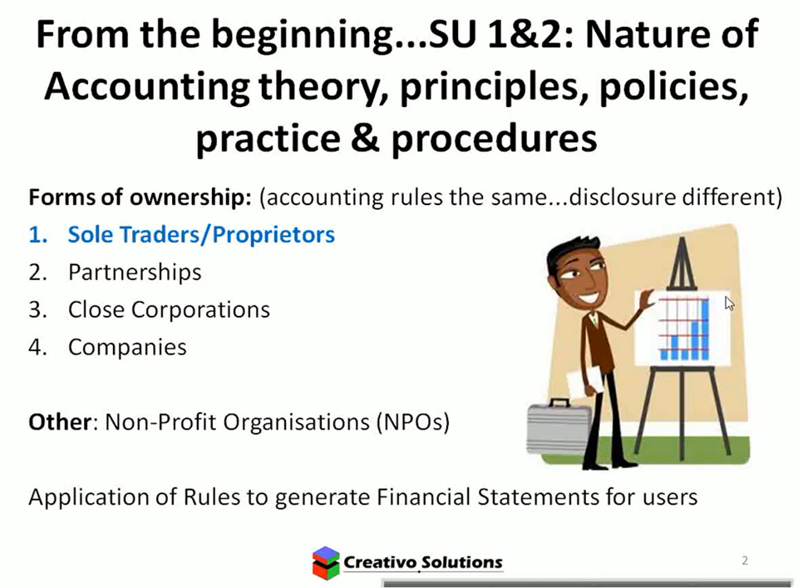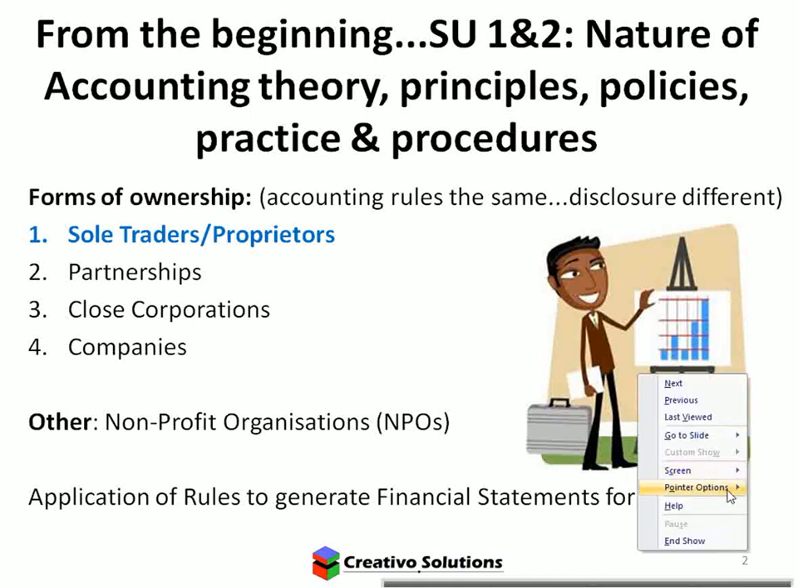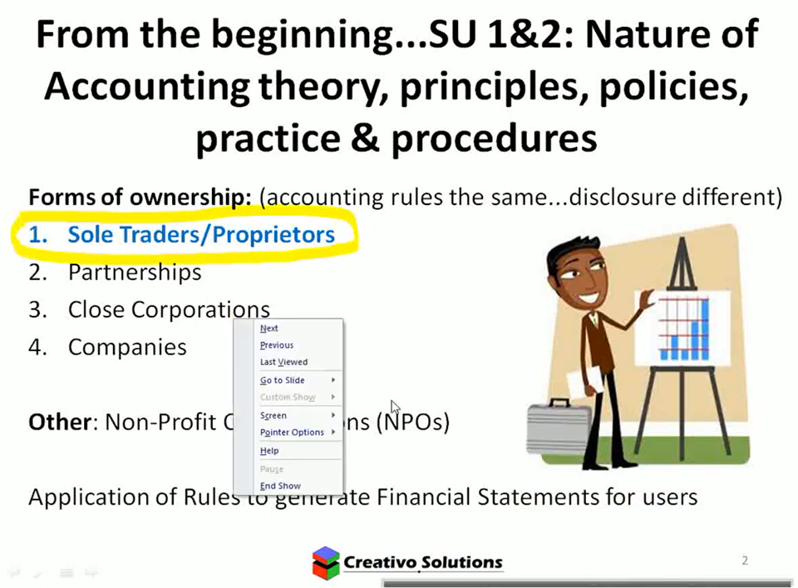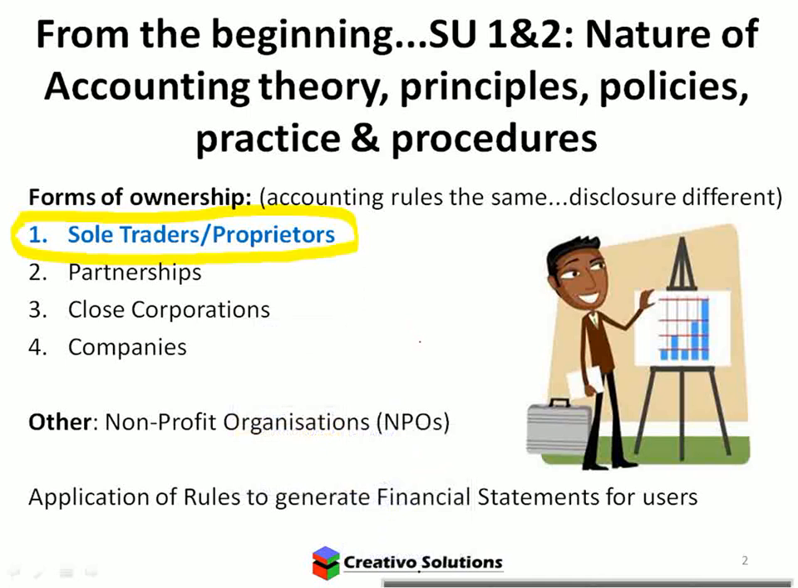Which form of ownership are we going to be focusing on? Sole proprietors. Do you agree? Why? Because you're law practitioners, right? And lawyers generally open up their own practices, maybe, some of them. Some of them partner with other people.